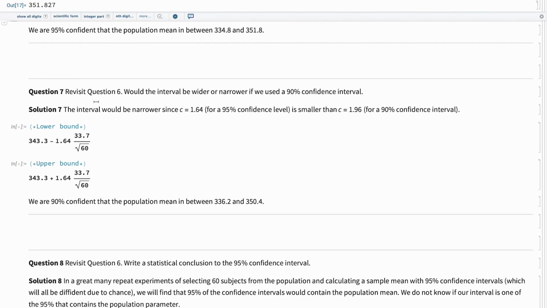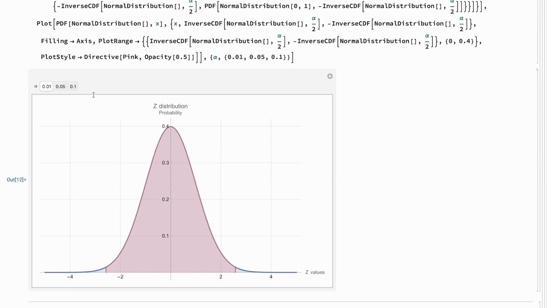So let's look at question number 7. We're revisiting question number 6. Would the interval be wider or narrower if we used a 90% confidence interval? So let's go back to the theory. There's my 95% most probable values. Let's jump to 90. Can you see that got narrower? Let's go again. 95 wide, 90 narrower. I'm now only capturing the 90% most probable values.